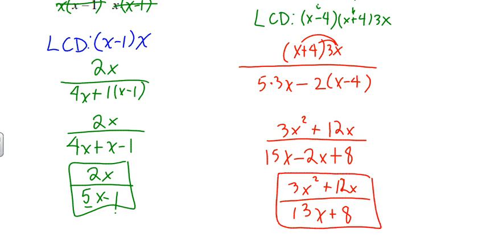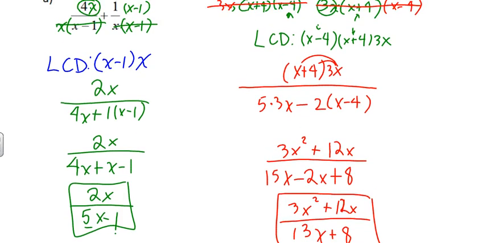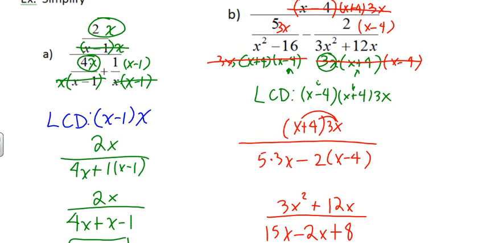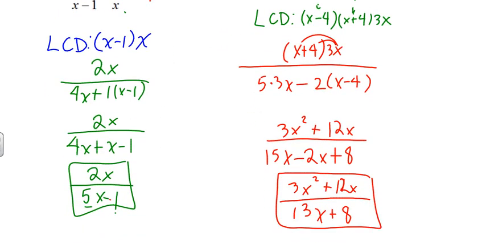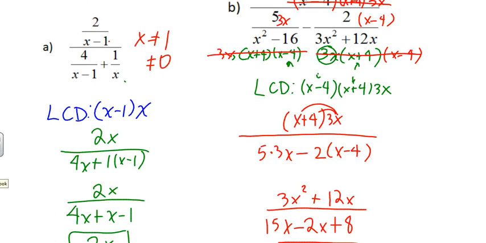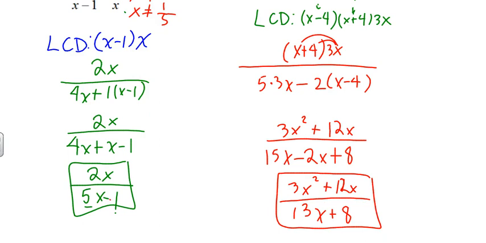Boom! What did I not do? Oh, I should have said my restrictions. What are my restrictions? Well, from the beginning of the problem, does it make sense that x couldn't be 1 and 0? Right? And from the new bottom, x can't be 1/5. Does it make sense? Because notice that's a new bottom there, right? Remember, anytime we're doing this, we have to find all denominators' restrictions, okay?